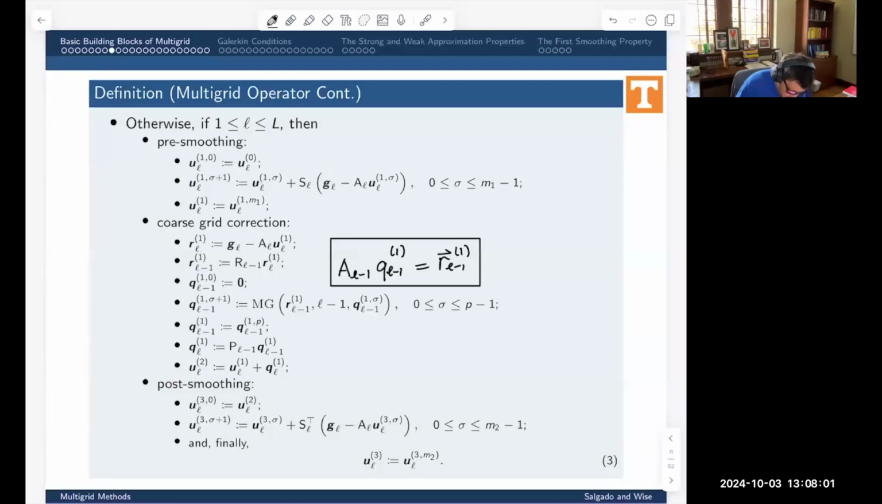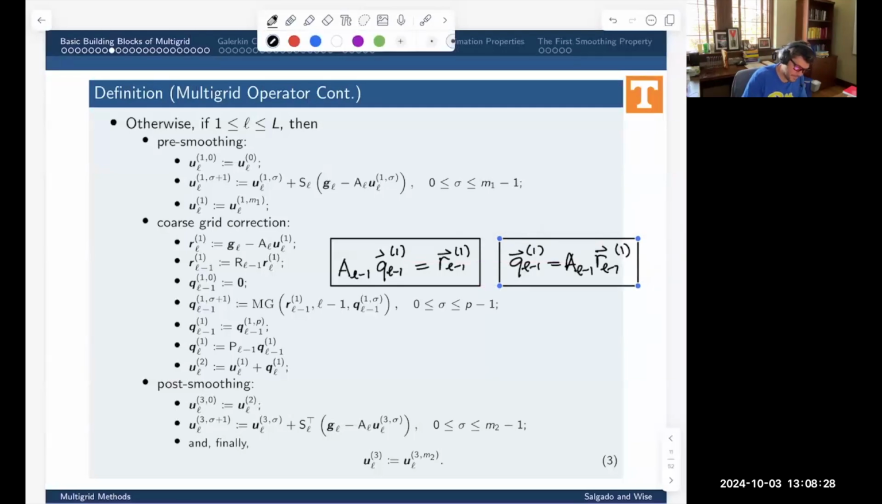So 2-grid was Q_{L-1}, and I should put arrows there, is equal to A_{L-1} inverse R_{L-1}. But we argued in 2-grid that this is too expensive, or maybe too expensive. And what we might want to do is apply our 2-grid algorithm to take care of this step for us. So rather than doing what we did in 2-grid, we're going to do something new, and that's the multigrid thing, right?